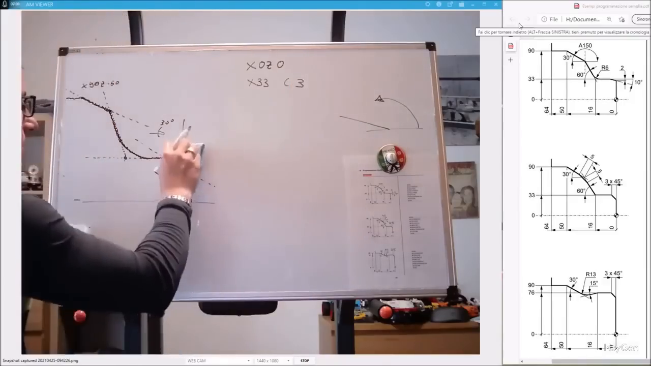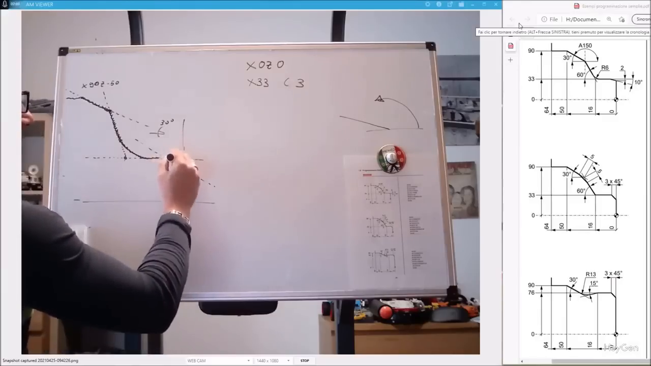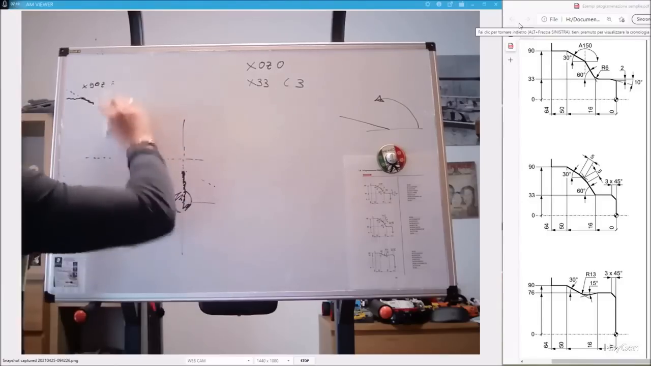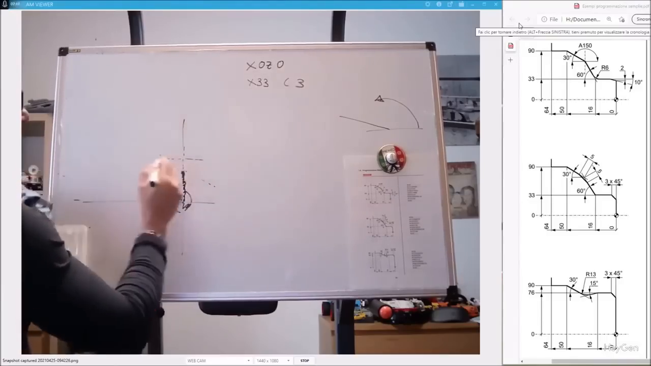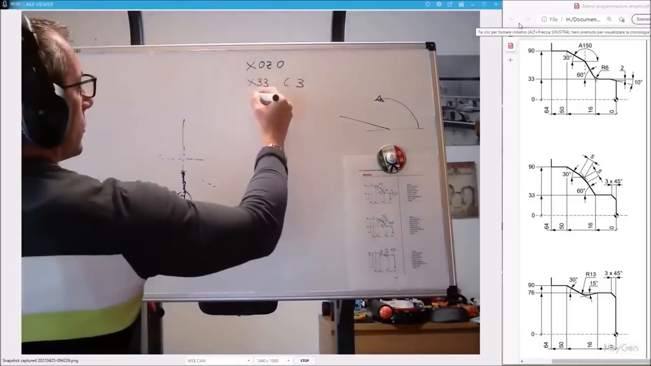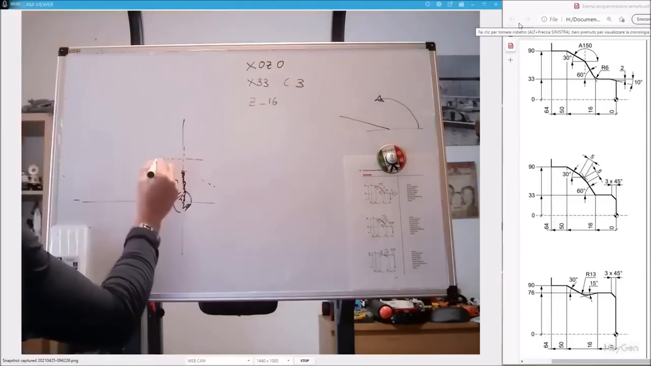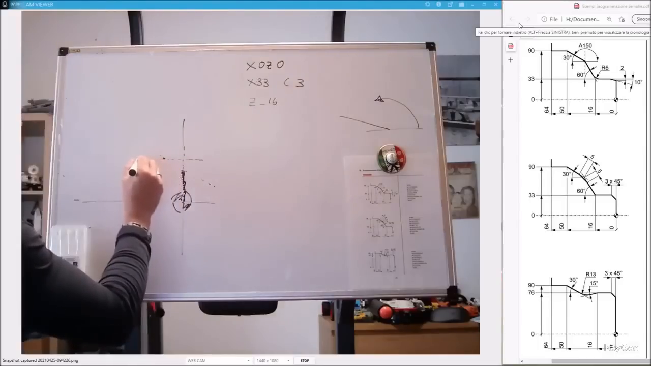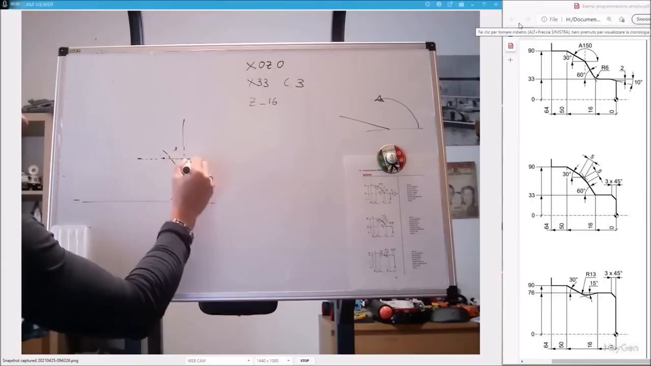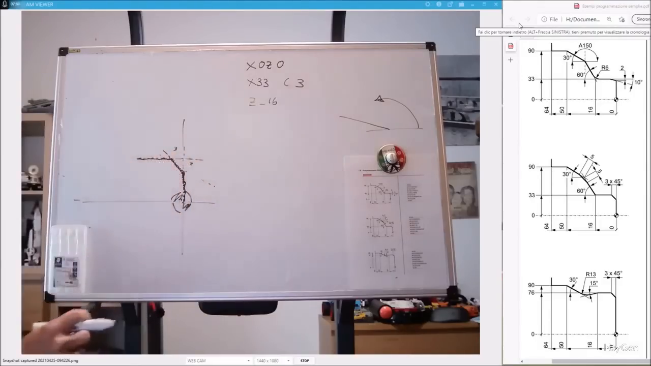Here the machine, what does it do? It calculates up to x33. It no longer has the 10 degrees. Wait a moment. And it asks what the next block will be. The next block is 1z16, which means it will stay at x33. So, what does it do? It takes these two trajectories, cuts them, 3 and 3 meter, and constructs its trajectory.